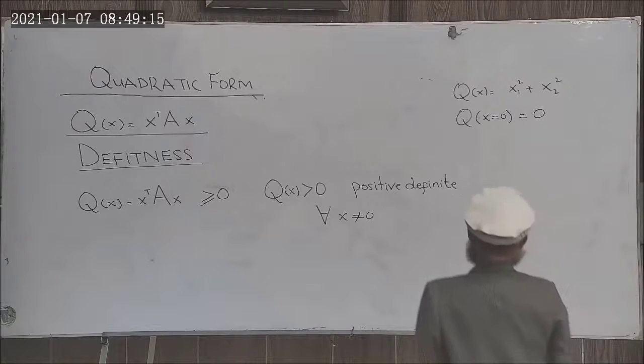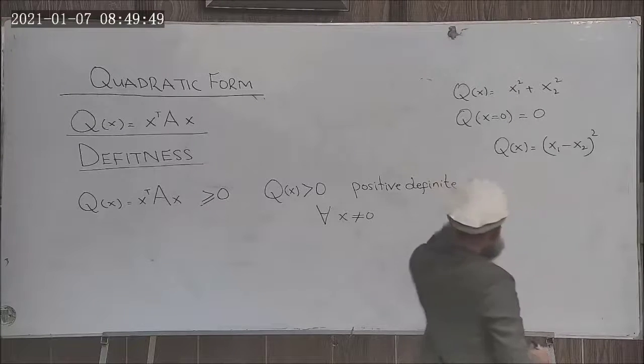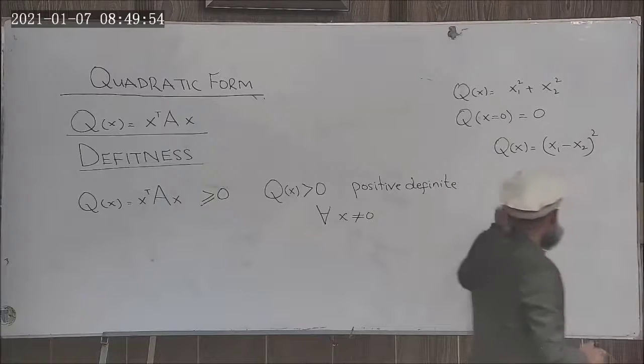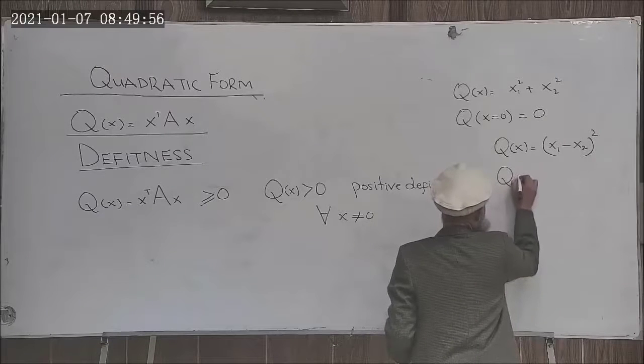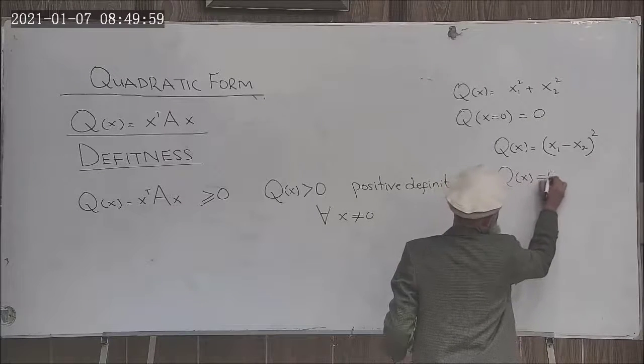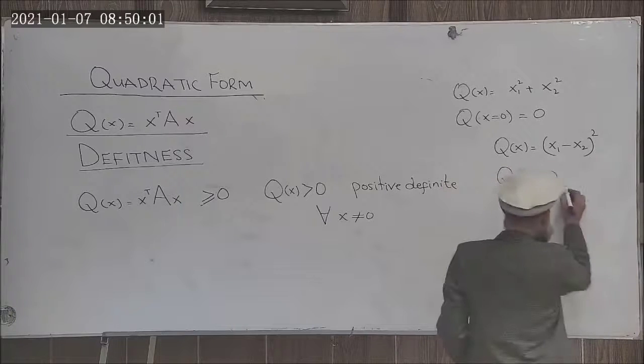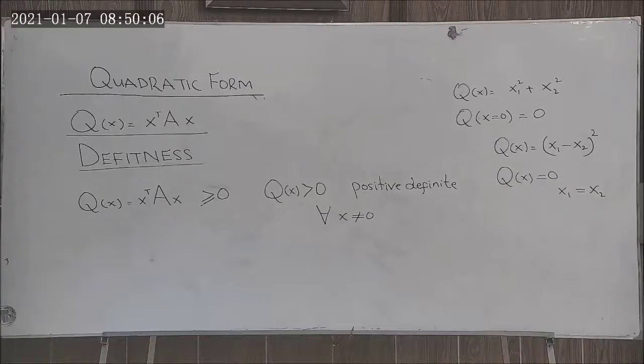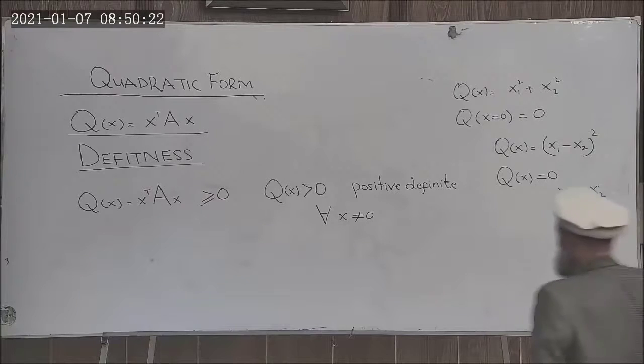What about, for example, this one? If x is equal to 0, this is 0. But this is also equal to 0 for some x which are not equal to 0, where x1 equals x2 and x1 is not equal to 0, it is still 0. So what about definiteness of this thing? This is not positive definite. This one is called positive semi-definite.